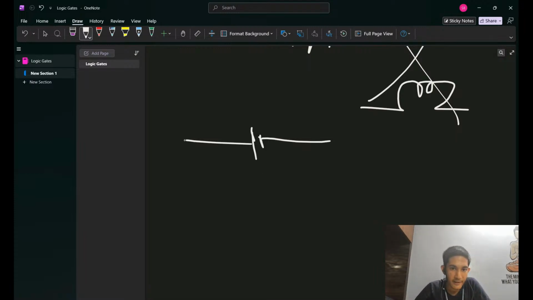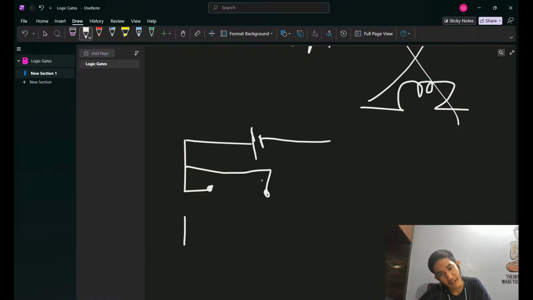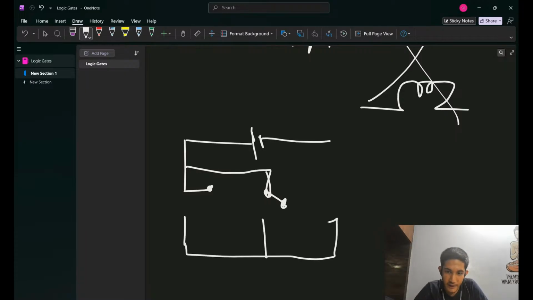So we need parallel, right? So let's take this switch here, and then let's also make a diverging path for this switch here. I have messed up a bit, but let's make it like this. Now we can join these two together and make the bulb.